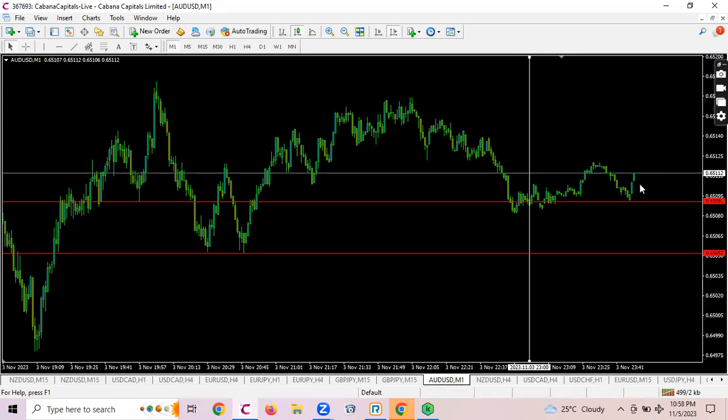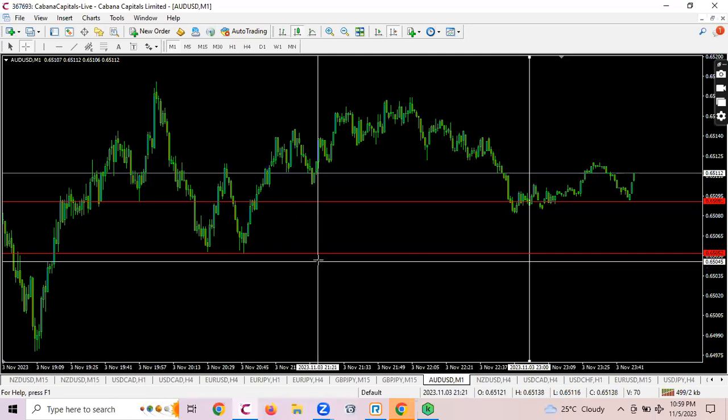So, like I said, we should wait for price to close below this support, this low, before we sell. That's my take on Australian dollar USD. Don't sell at the current market price. Wait for price to break this level. If you are selling below this level, your stop loss should be a few pips above this level, which I believe will be less than 30 pips.